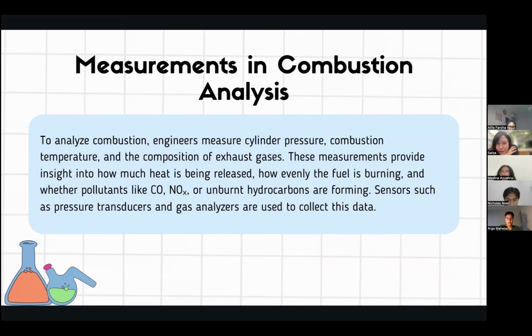Next is the measurements in combustion analysis. To analyze combustion, engineers measure cylinder pressure, combustion temperature, and the composition of exhaust gases. These measurements provide insight into how much heat is being released, how evenly the fuel is burning, and whether pollutants like carbon monoxide or NOx or unburned hydrocarbons are forming. Sensors such as pressure transducers and gas analyzers are used to collect this data.